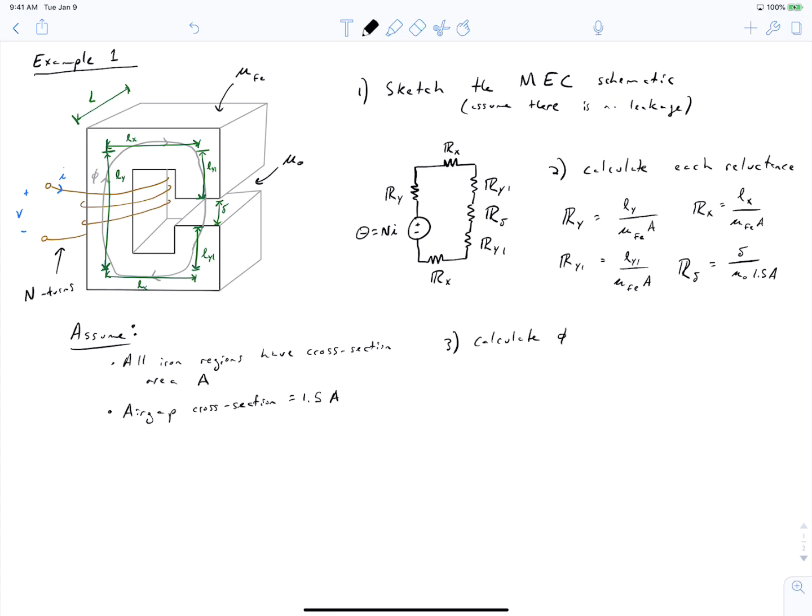And this is pretty easy to do from our equivalent circuit. Phi is simply going to be our current linkage divided by the sum of our reluctances. And in part 4, I want you to calculate B core and B delta. So that is, find the magnetic field in the core cross-section and in the air gap cross-section. Press pause now and press play when you're ready to resume.